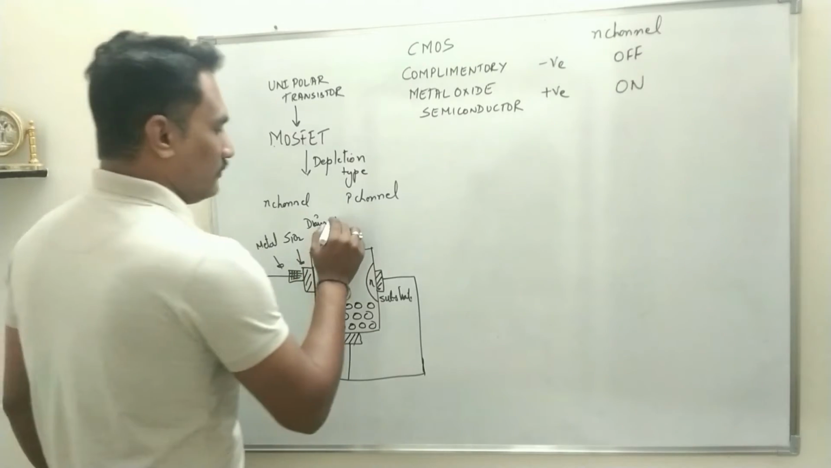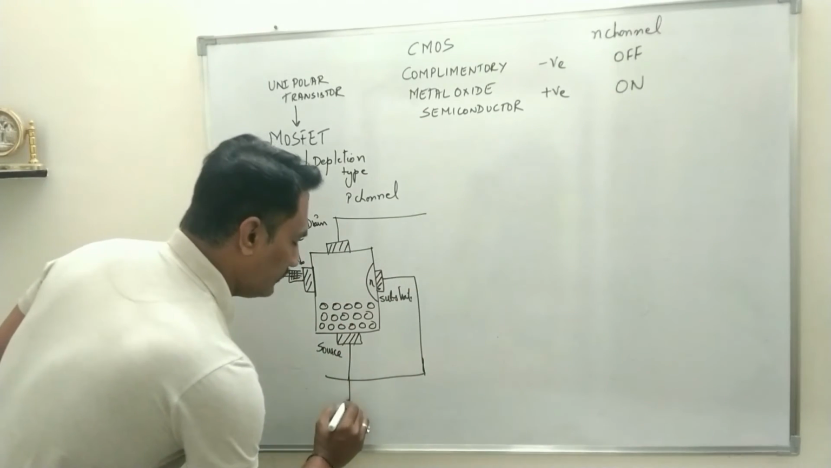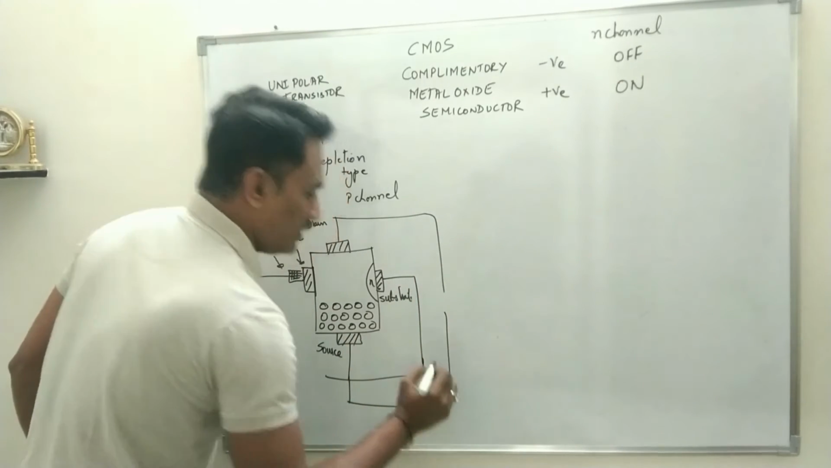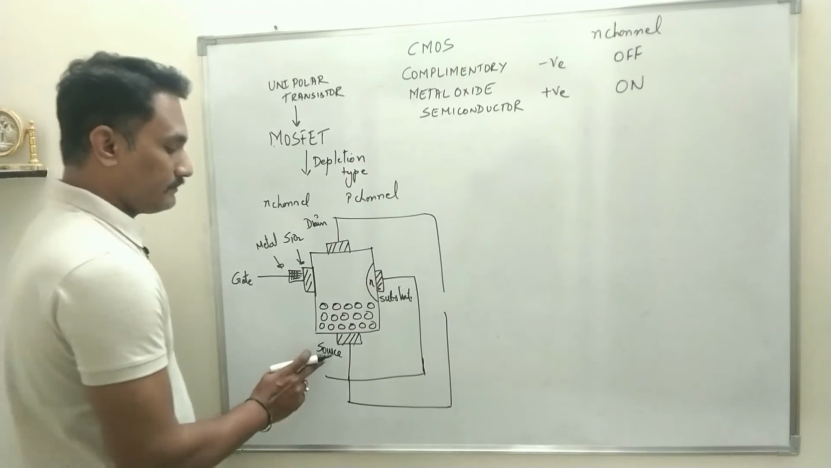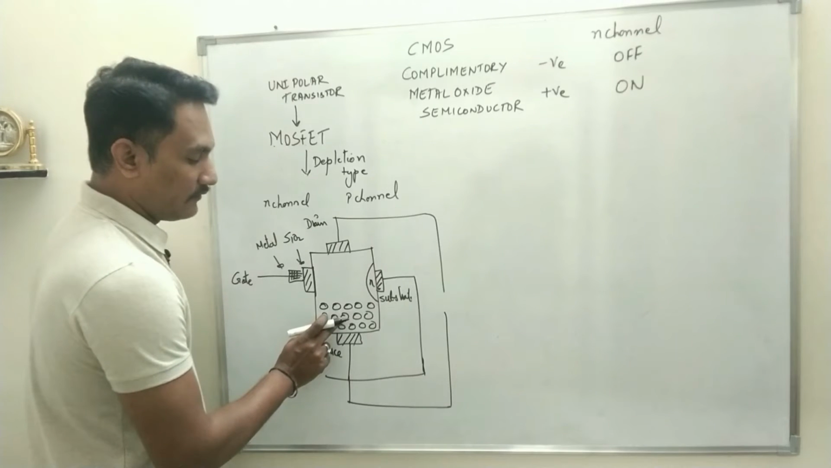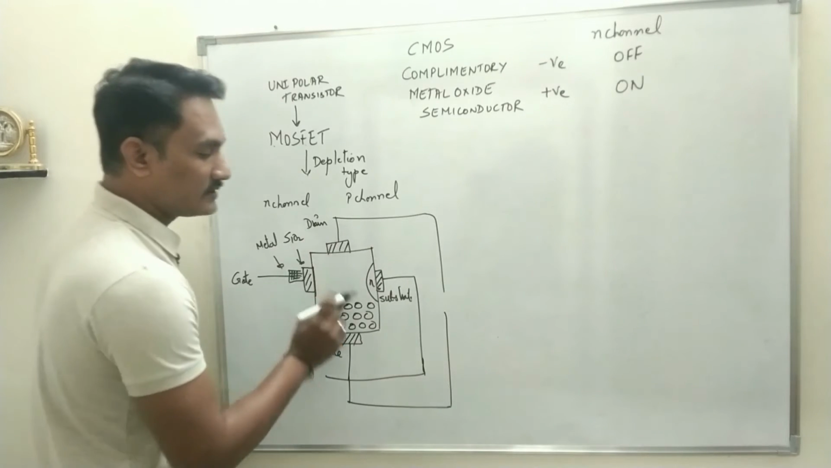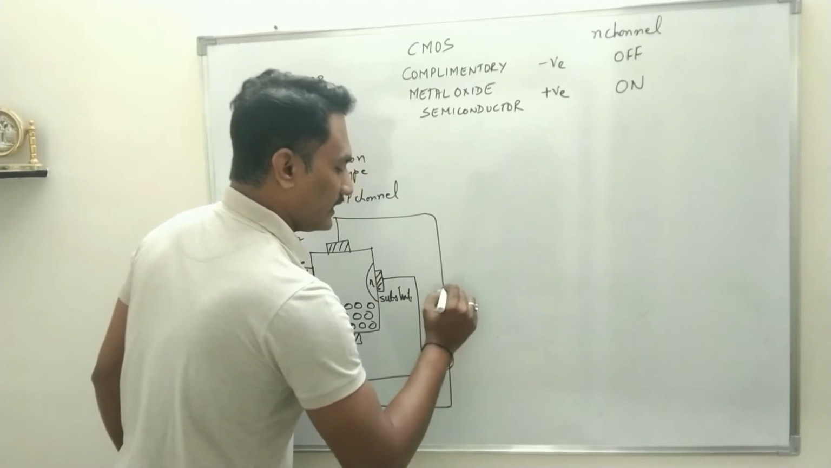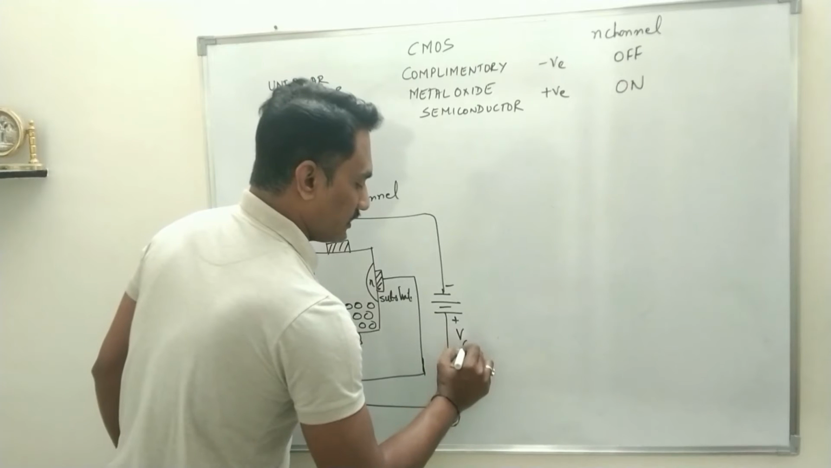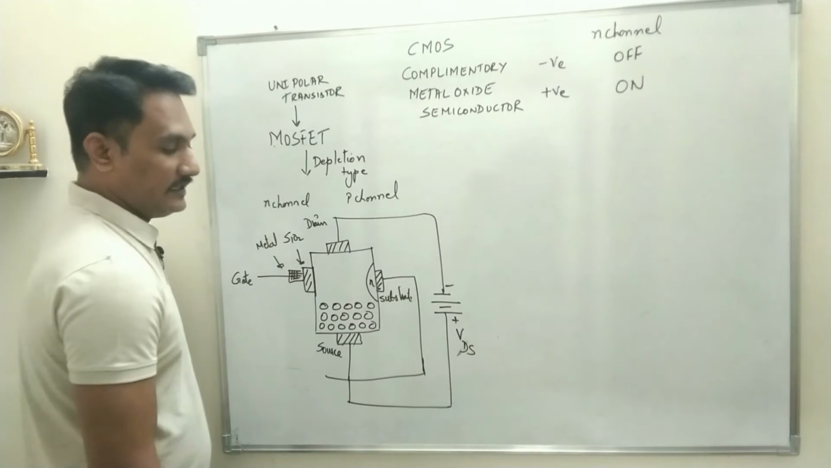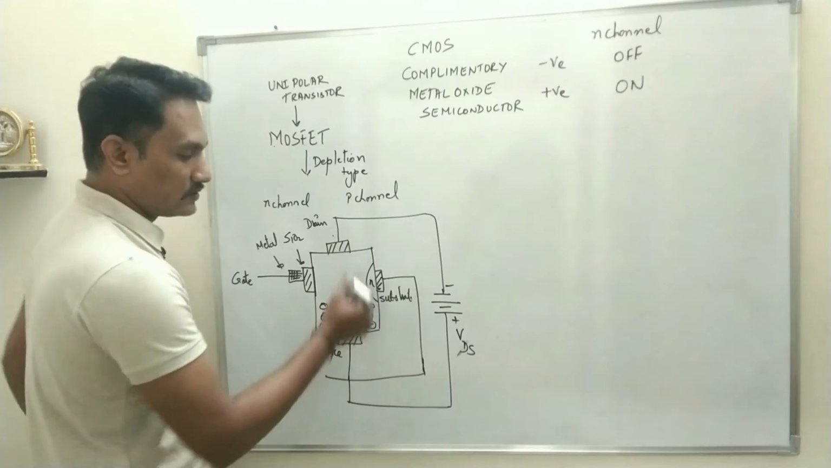Okay, now we will apply a polarity between source and drain so that current flows from source to drain. For this, holes have to be repelled from the source terminal and move towards the drain. So source is connected to positive and drain connected to negative. This potential is called VDS, that means drain to source voltage.